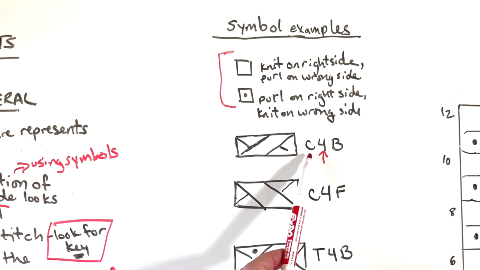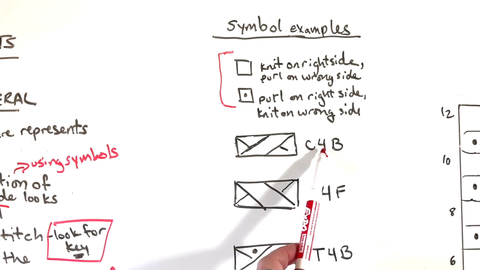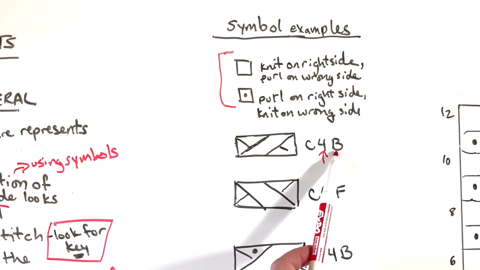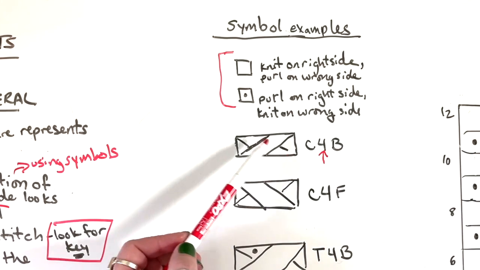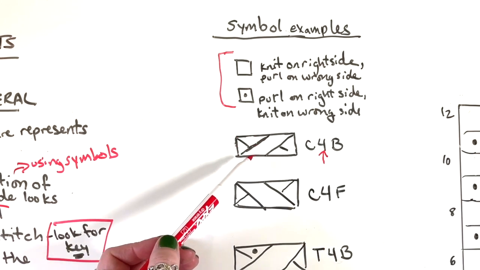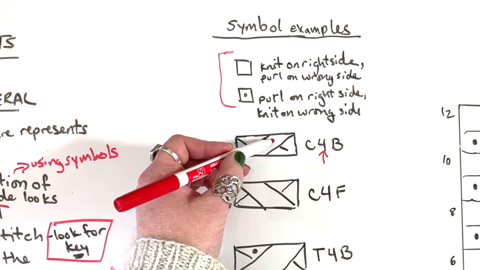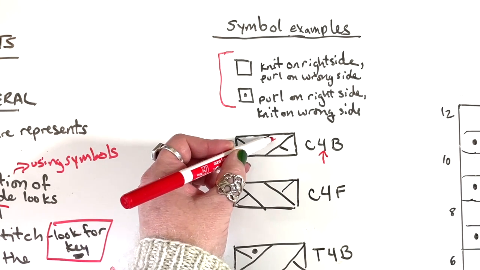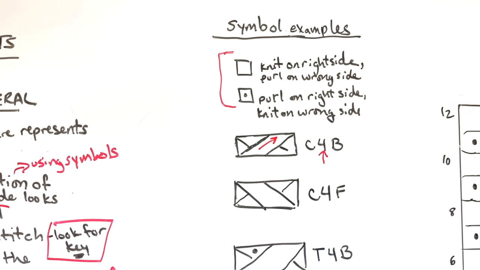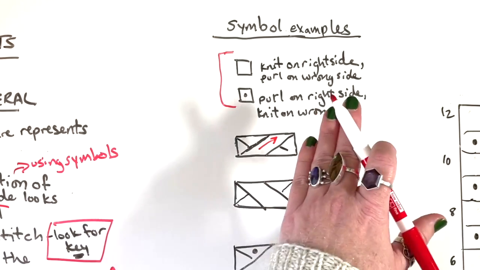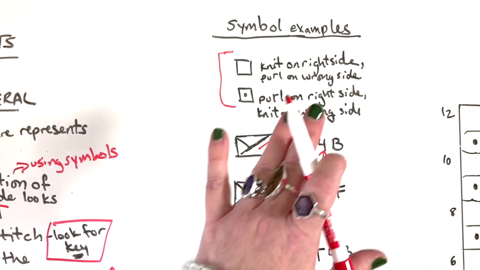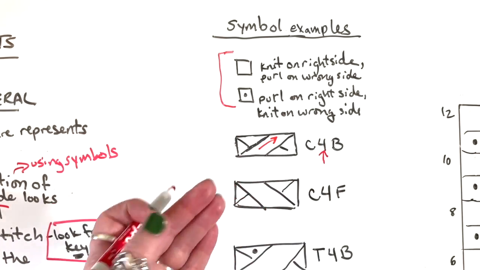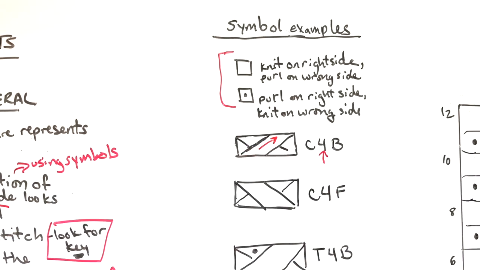Remember from our last video, this is a cable with 4 stitches. The first half of the stitches are held in back. If you do that, you will end up with a cable that looks like it's slanting to the right. And that is what this symbol does. It looks like it's slanting. The piece that's on top that does the visual slanting is going to the right.